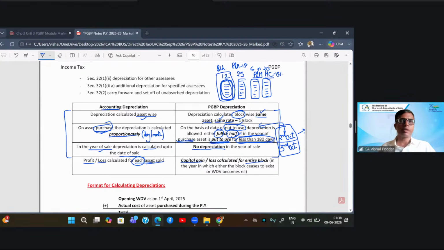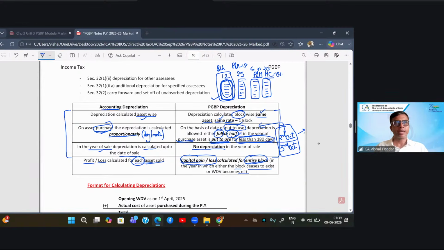So you may have sold one single asset. Now let us say you have sold a building. Accounts would have gone to find out the independent value of that building and the profit or loss on that building. Income tax will not do that. Income tax will say we will wait for my entire block to cease to exist or to become nil. That is, we will not calculate profit and loss for each asset sold. We will calculate profit and loss for the entire block. Obviously, that profit or loss will be a capital profit or loss.